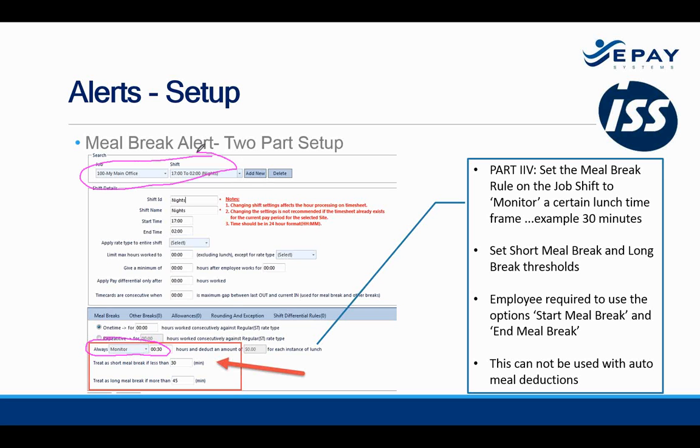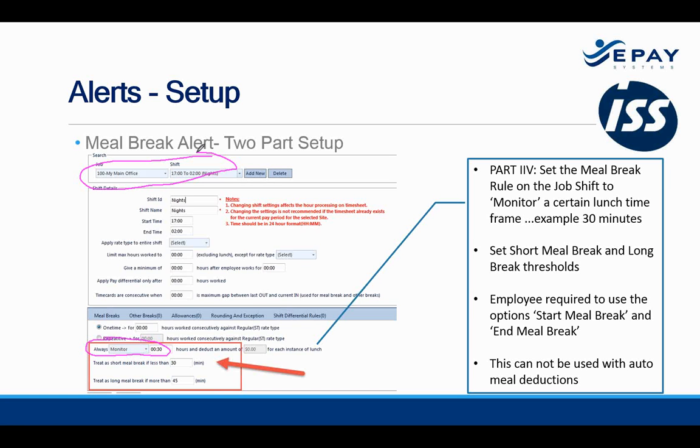Now, the way this works is you have the ability to set a short meal break or a long meal break threshold as well. So if the employee works less than 30 minutes, that's considered a short meal break, and you will be notified via text or email letting you know that a certain employee has not met their lunch requirement.